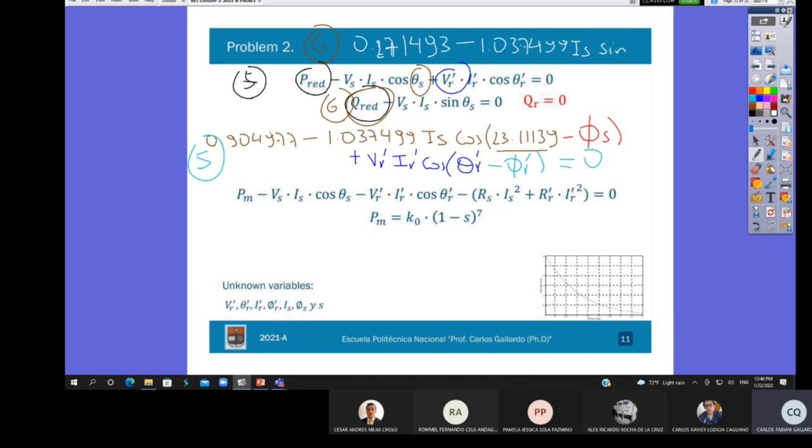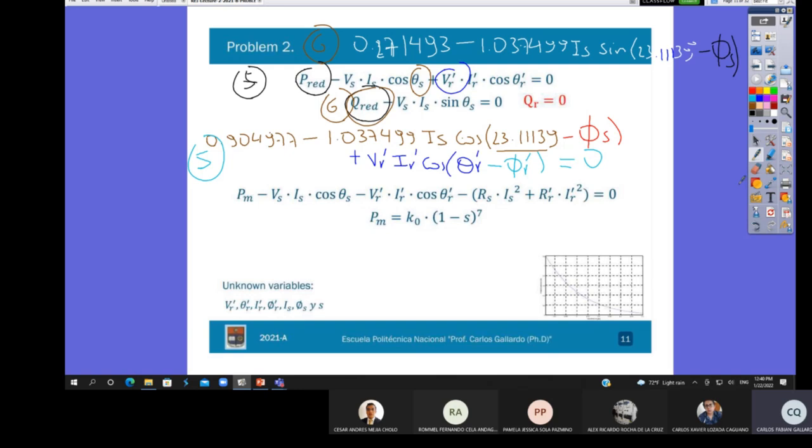I will have here the sine of theta s, where theta s is equal to 23.1111139. Once again, I need to include the current angle, because it's a power. So I have 6 equations and 7 unknowns. It means one equation is missing.